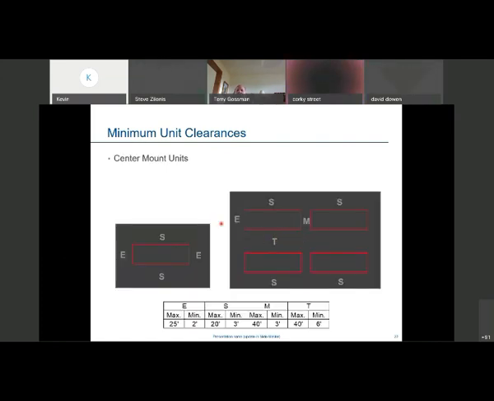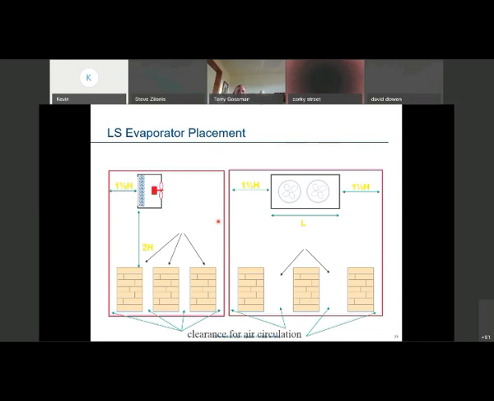Then the center mount. Now, center mount coils are like cutting room type coils. And at this point, I should ask, does anybody know what the proper temperature is for a meat cutting room? It's the temperature at which the flies slow down. So, you know, that'll help.